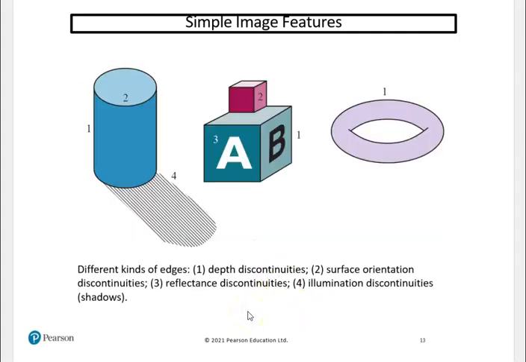Here we can see 3 different types of edges. You have 1, depth discontinuities. 2, you have surface orientation that changes between the top surface and the side surface. On 3, you have reflectance discontinuity. You can see the angles are different, facing the light. And on edge 4, you have illumination discontinuities. You have a shadow, right? You can see that the illumination is different.